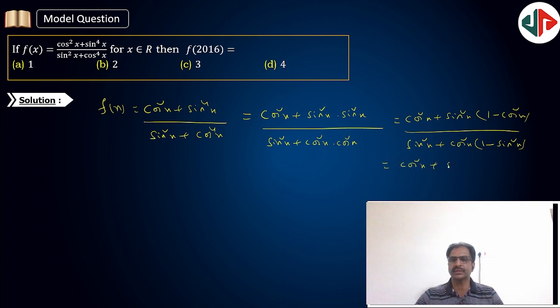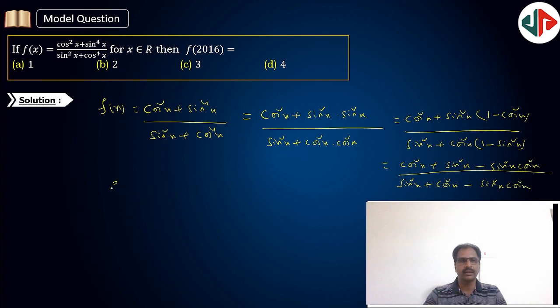cos square x plus sin square x into 1 minus sin square x into cos square x by sin square x plus cos square x into 1 minus sin square x cos square x. What is cos square theta plus sin square theta? 1 minus, in denominator also you will get 1 minus, so both get cancelled. F of x is equal to 1.